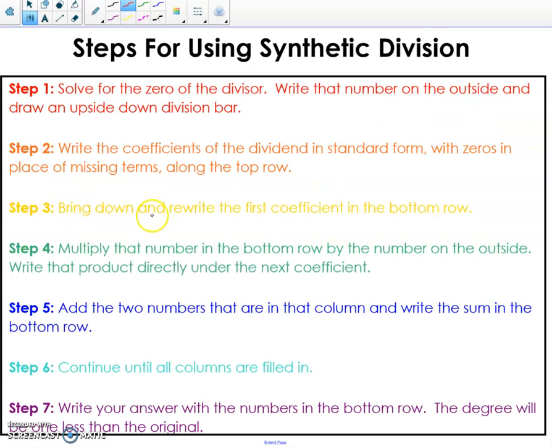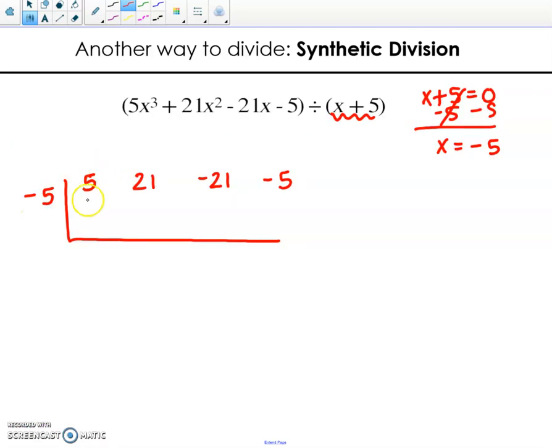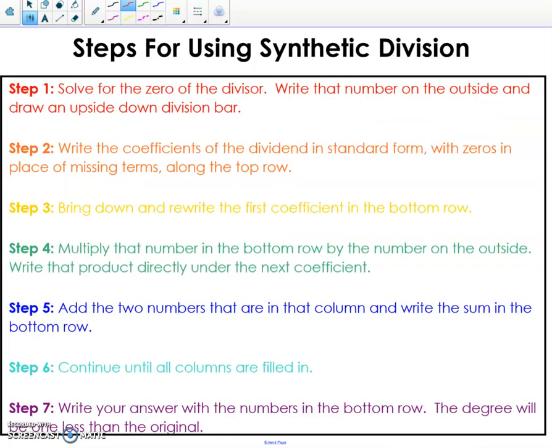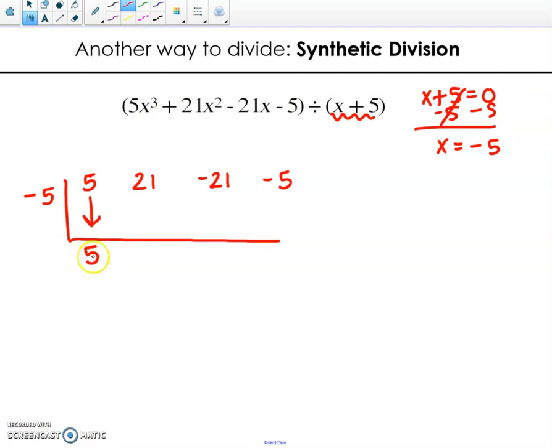Step 3 is to bring down and rewrite the first coefficient in the bottom row. So the first coefficient is a 5. We're not going to do anything to that. We're just going to bring it straight down and rewrite it on the bottom. Step 4 is to multiply that number in the bottom row by the number on the outside, and then write that product directly under the next coefficient. So we're going to take the number on the bottom, which is 5, multiply it by the number on the outside, so that gives us -25, and we're going to put it underneath the next coefficient. So 21 is the next coefficient, so we're going to put it underneath.